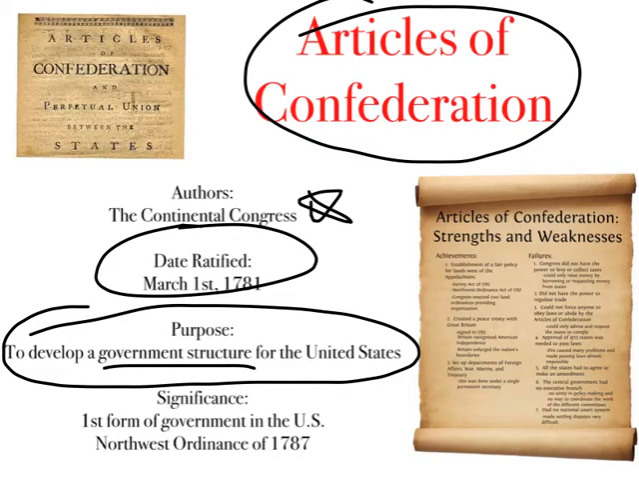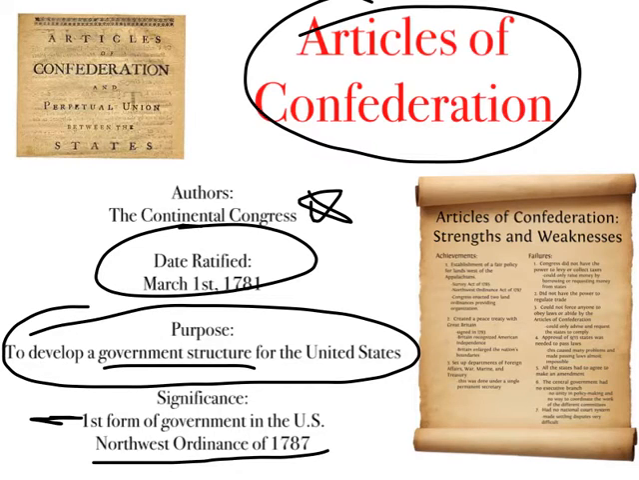The key significance of this document was not only that it was the first form of government in the United States, but it also passed the Northwest Ordinance. Coincidentally, this is the only useful thing it passed. The Northwest Ordinance of 1787 laid out the procedure that all states had to follow in order to become states in the Union. In order to be accepted into the Union, you had to follow this specific procedure. And this is the procedure that is still on the books today. Every single state that has been admitted into the Union follows the Northwest Ordinance of 1787.